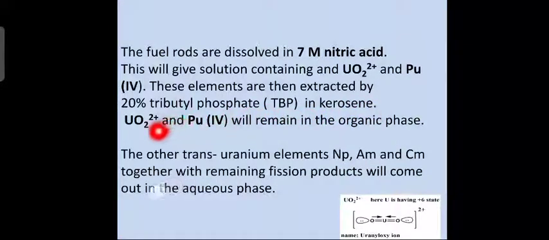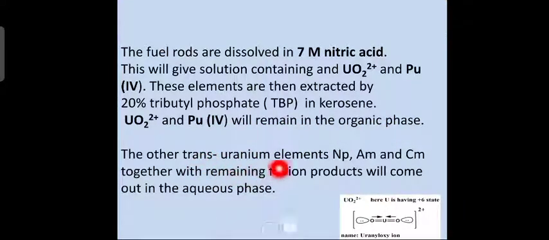UO2 2+ and plutonium 4 will remain in the organic phase. There will be two phases formed, aqueous phase and organic phase. This is given in the next slide as a flow chart, so at that time you will understand better. UO2 2+ and plutonium 4 will remain in the organic phase.